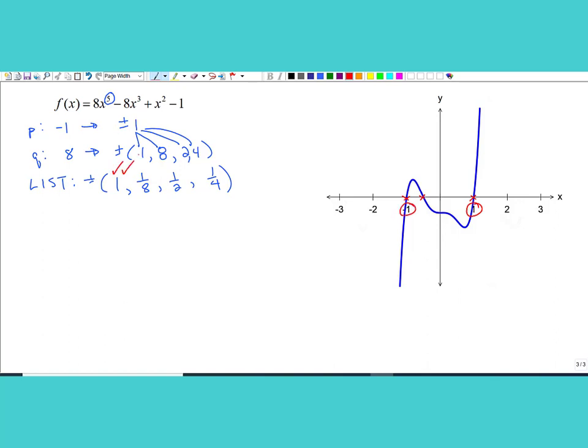So I look at the graph and I go, all right, well, 1, that's on my list. -1 on my list. Somewhere between 0 and -1, well, it could be 1/4. Looks probably like 1/2. 1/8 just looks too small, and I mean negative of all of those. So let's just choose the easiest one. So I'm going to try 1.